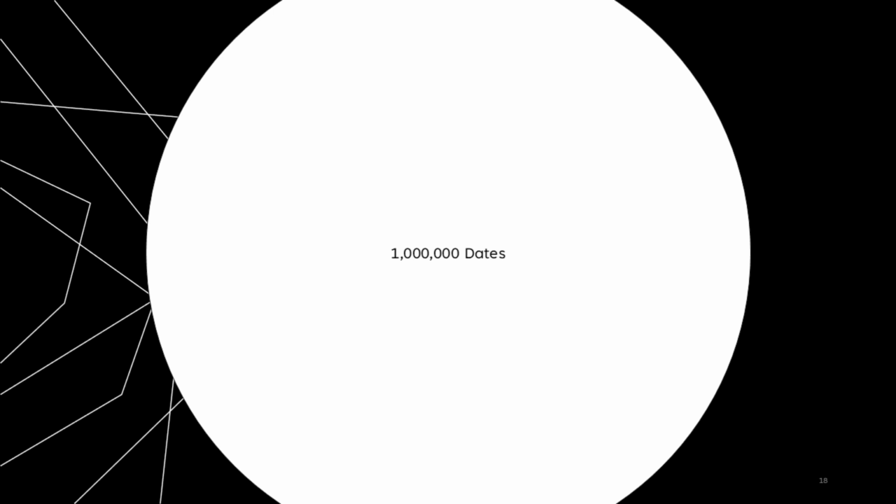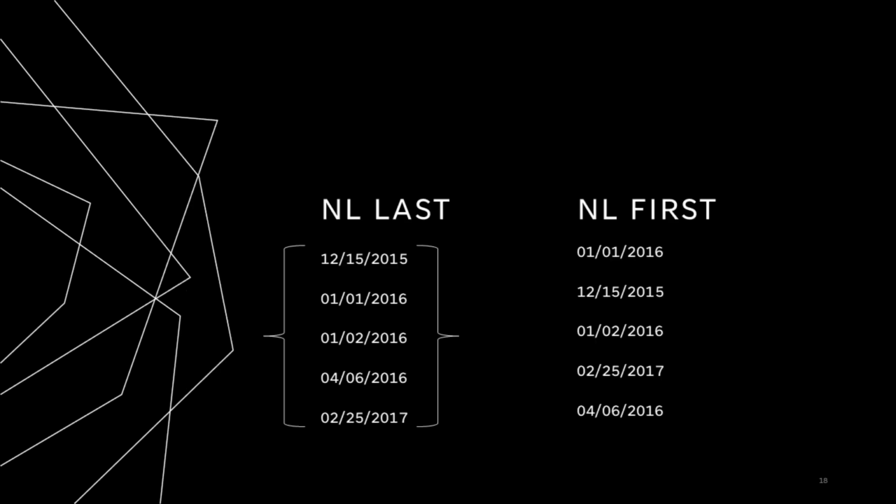On the other hand, NL first with a reverse sort asks SQL to generate the full list of posting dates, reorganize them in descending order, and then only pass back the top value. This will always pass back one single date back to Jet.